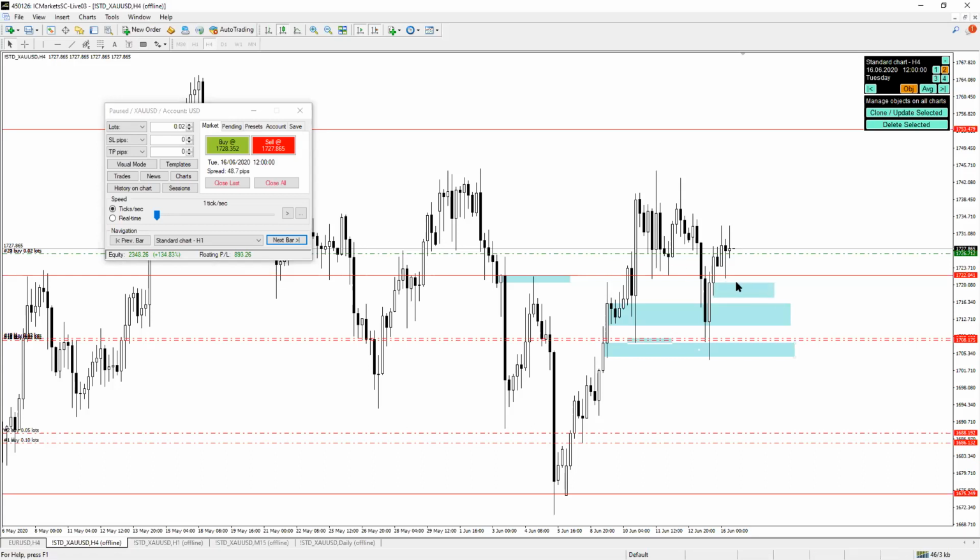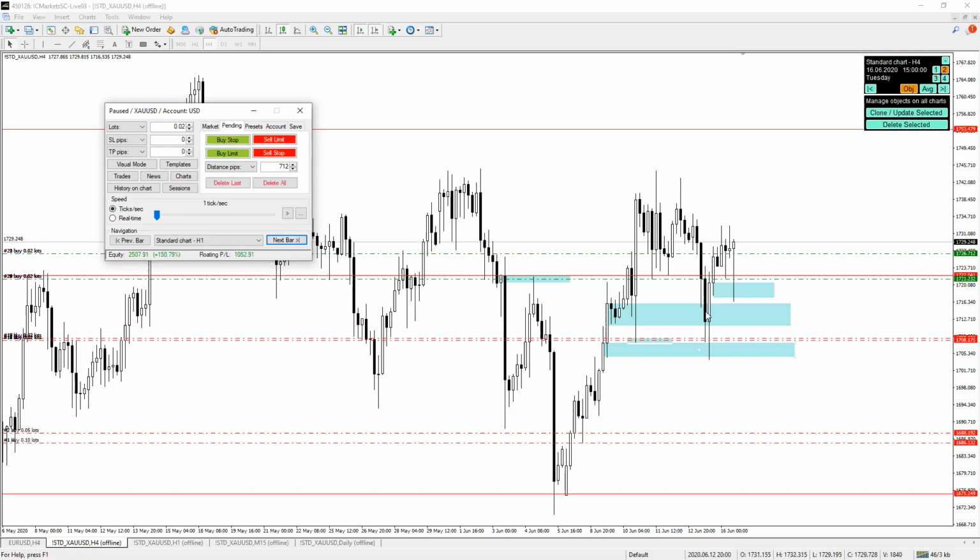So I'll place some pendings from this point. Let's see, from where price is, we have 712. Place some buy limits from there. So we'll be waiting for this low to be taken out if price will be coming all the way down. And you can see that's the same kind of reaction that we've seen.